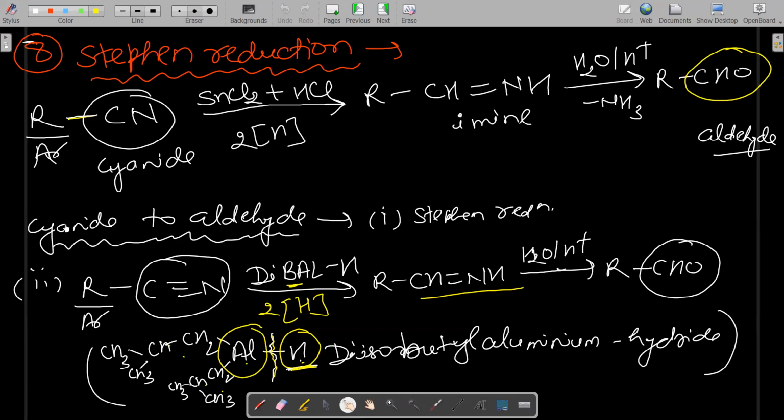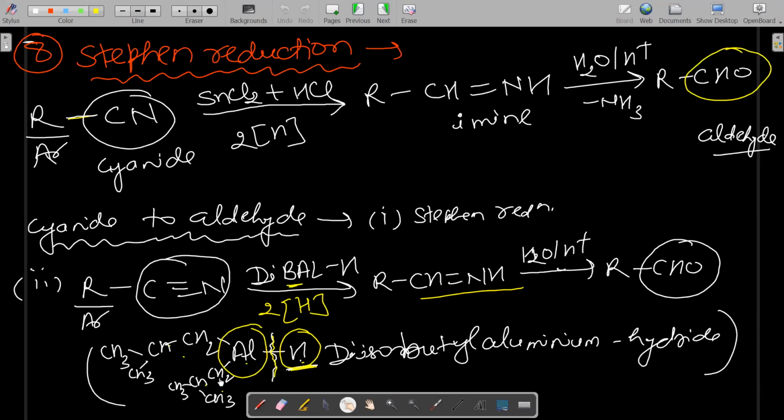So what is Stephen reduction? It is the reduction of cyanide to aldehyde. Cyanide to aldehyde is directly converted by Stephen reduction or by using another reducing agent, that is DIBAL-H. What is the full form of DIBAL-H? Di-isobutyl aluminium hydride. You can see the structure. This is aluminium and this is hydride, and there is an isobutyl group attached. So aluminium is attached with two isobutyl. So this is called di-isobutyl aluminium hydride.